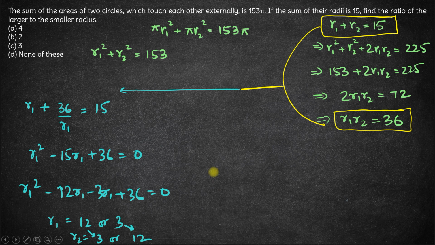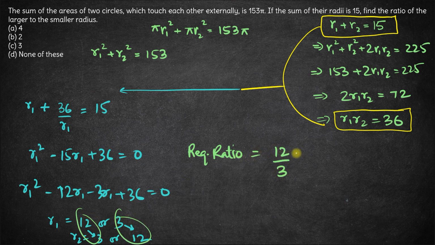Okay. So in any case, what we need to figure out is the ratio of the larger to the smaller radius. In any case, either this or this, the larger radius is 12 and the smaller radius is 3. So the required ratio is 4:1, which is option A here. Correct answer is option A. Thank you.